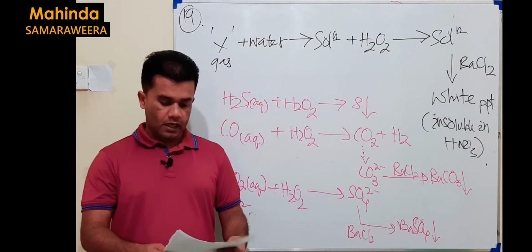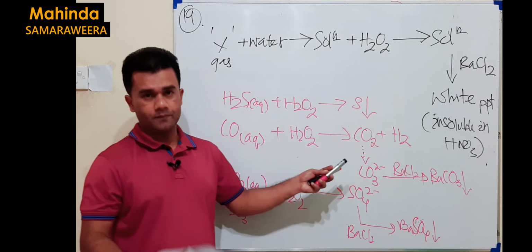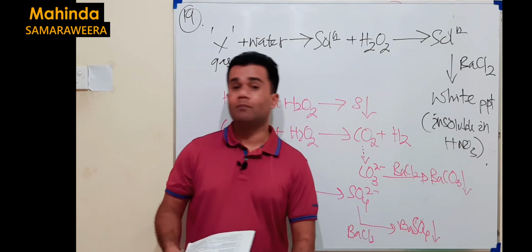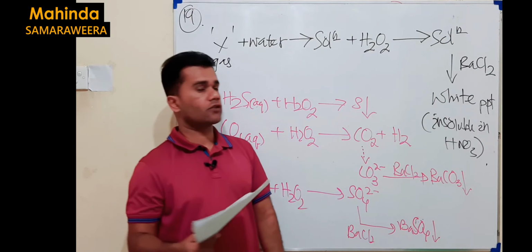When you go to the other, carbon dioxide, we have the same thing: carbon dioxide with hydrogen peroxide gives carbonate again. There is no oxidation reduction here. But carbonate with barium chloride will produce barium carbonate, a white precipitate soluble in nitric acid, so not the answer. Nitrogen dioxide.